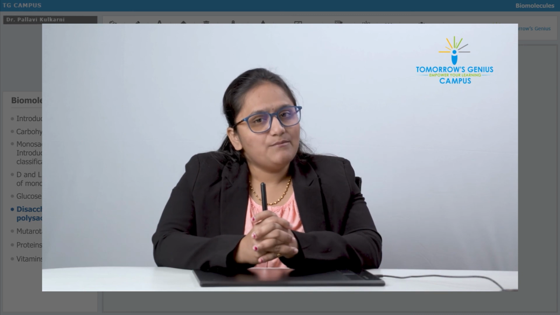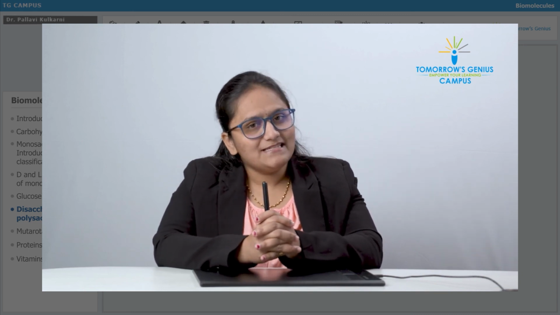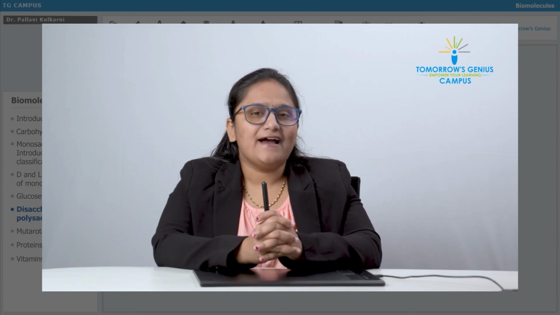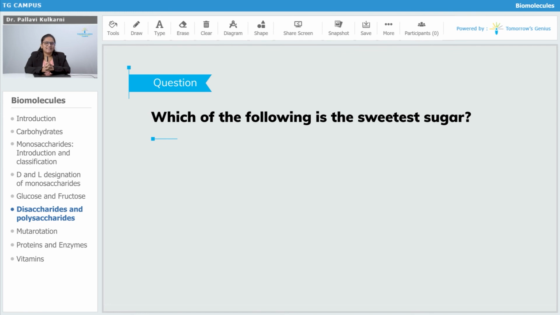After studying monosaccharides, disaccharides and polysaccharides, here is one simple and very commonly asked question: which of the following is the sweetest sugar? It is the sugar present in sweet fruits like mangoes and bananas. It has almost double the sweetness as compared to cane sugar, that is sucrose, and its answer is obviously fructose.